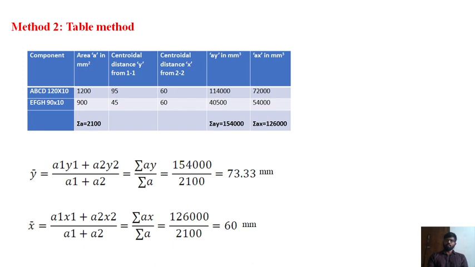Finally, the summation of the area, summation of the AY, and summation of AX. Now the value y bar, you can put directly sigma AY by sigma A, that is equal to 1,54,000 divided by 2,100, that is equal to 73.33 mm. Similarly, x bar is equal to sigma AX divided by sigma A, 1,26,000 divided by 2,100, that is equal to 60 mm.